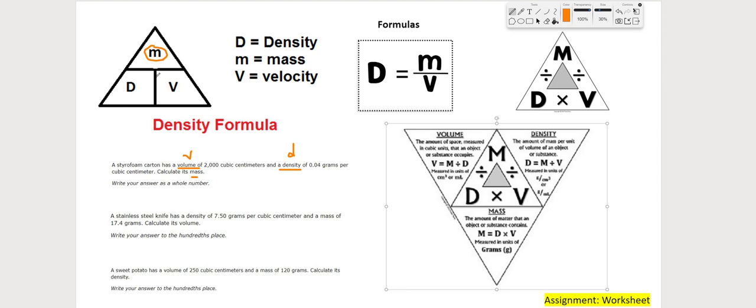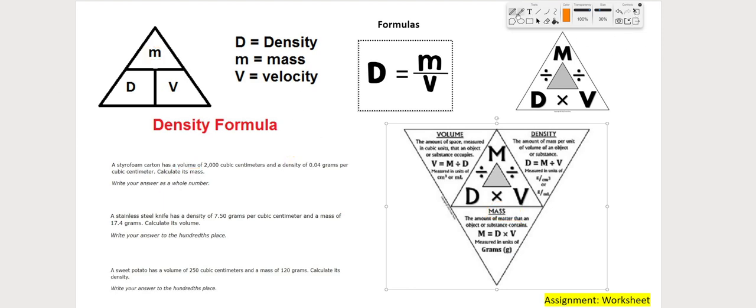So in this case, notice what we have to do is multiply. We multiply D, which in this case is 0.04, times 2000, and that will be 80. So the mass is going to be 80. And notice if we're talking about mass, look at the unit. The unit we have is grams. 80 grams. That's it for that one.